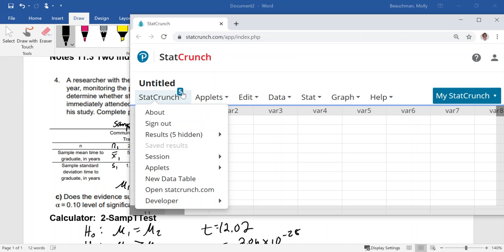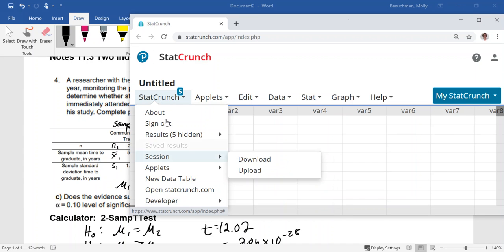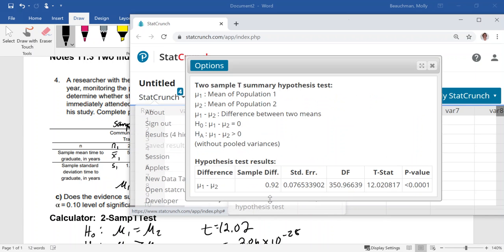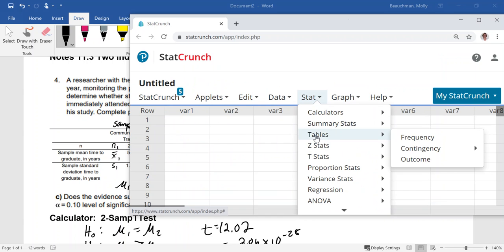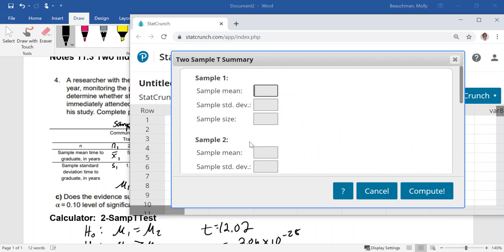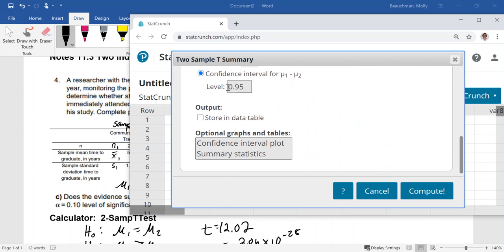Let me open that window. Maybe I can just change that real quick. What do I want? I want that sample summary. Okay. Then, no, I have to do the whole thing again. Okay. So then for stats, t-stats, go to 2 sample with summary, type your values in again, but down here, select confidence interval, type your confidence interval, and click on compute.